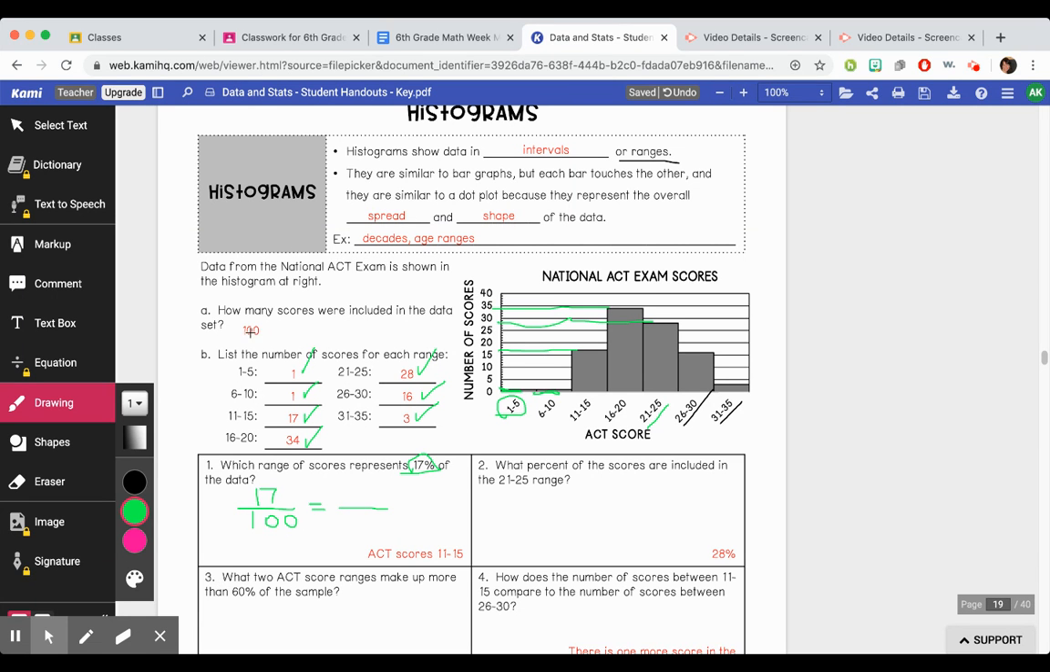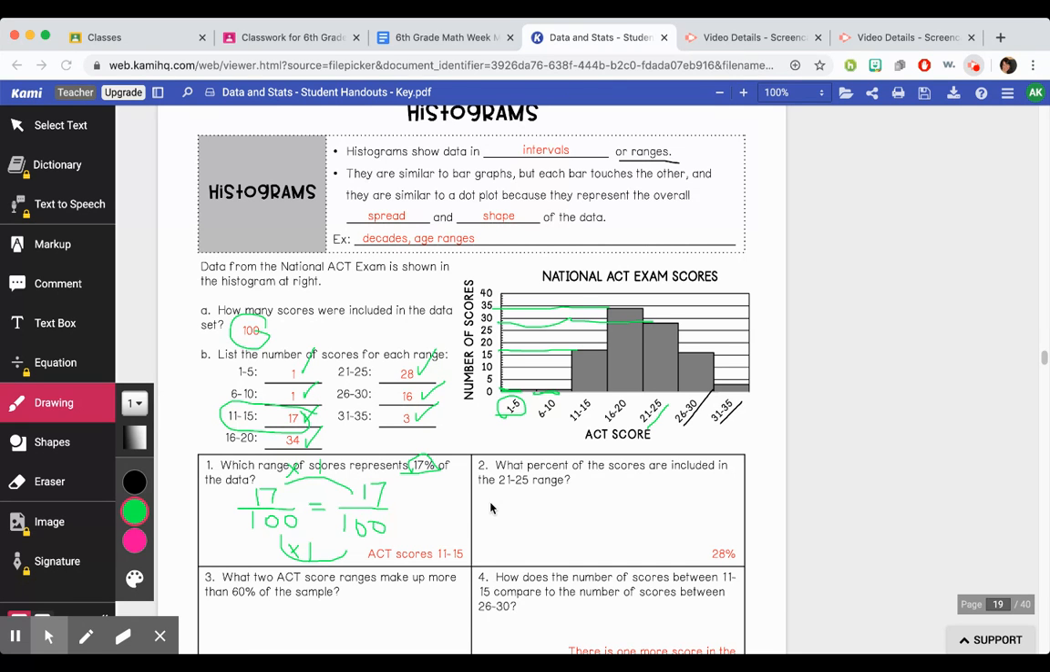Now, what's our total score? Our total score here is also 100. So to get from 100 to 100, we multiply by 1. And what we do on the bottom, we do on top. So we multiply 17 by 1, and that equals 17. And so, which one has 17? It's 11 to 15. And that's the one we're looking at.